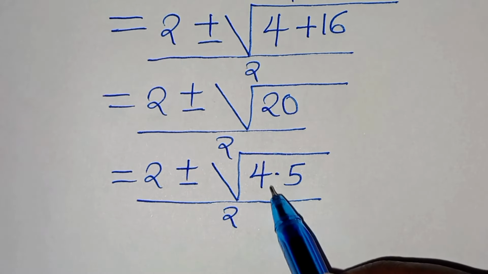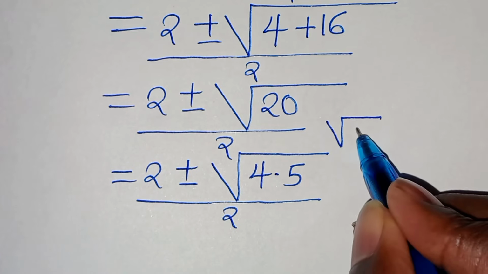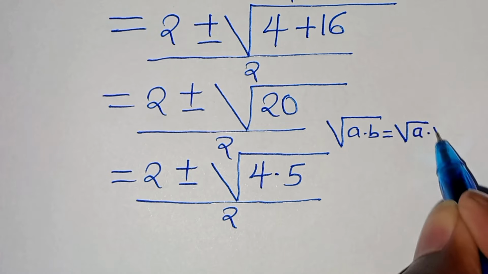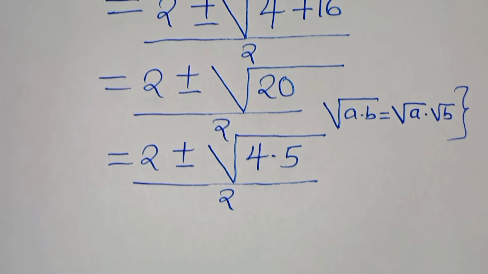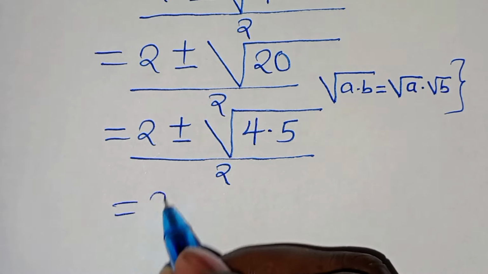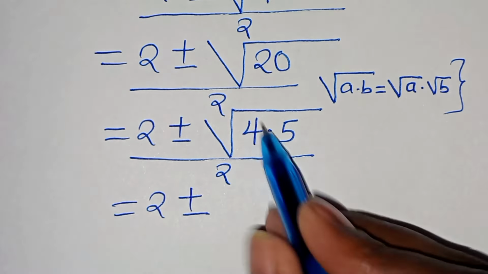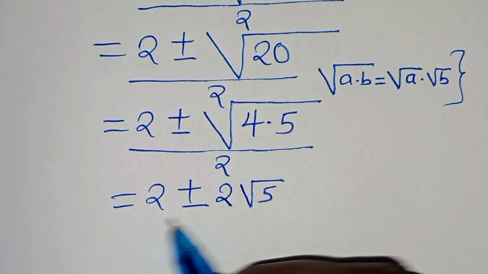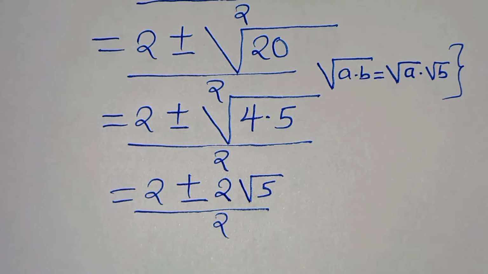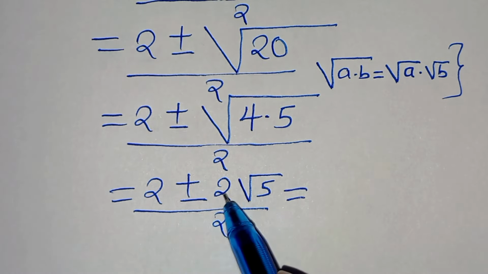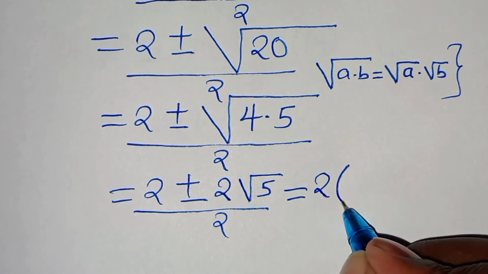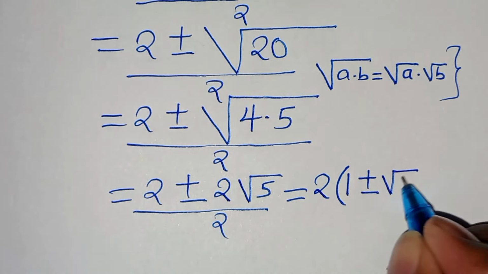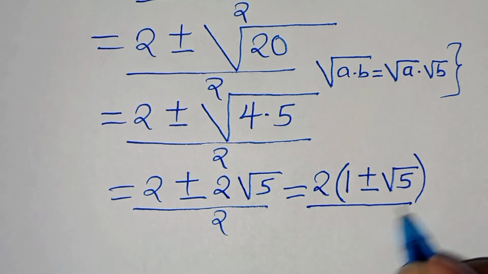Now, the square root of 4 times 5 is in the form of square root of a times b, which we can express as the square root of a times the square root of b. This means that we have 2 plus or minus the square root of 4, which is 2, times the square root of 5, divided by 2. Since in the numerator 2 is common, we can factor out 2, so that now we have 1 plus or minus square root of 5, everything divided by 2.